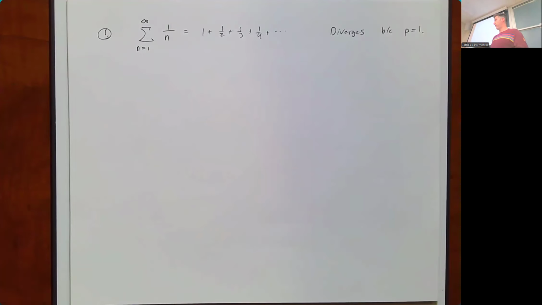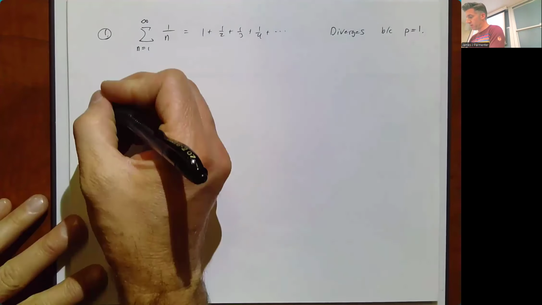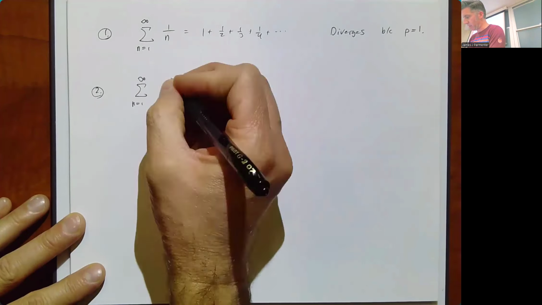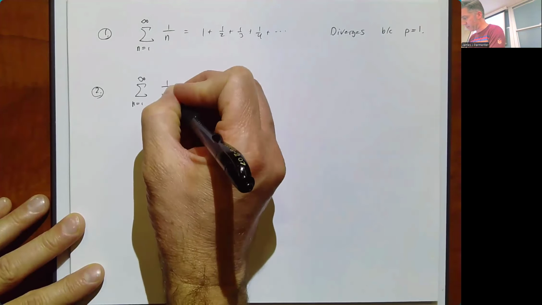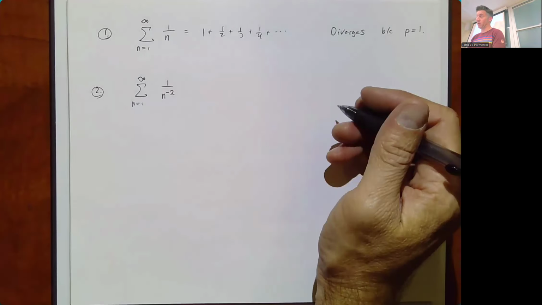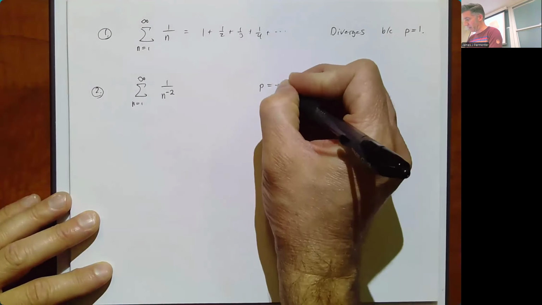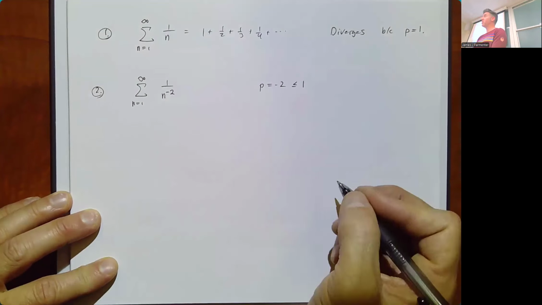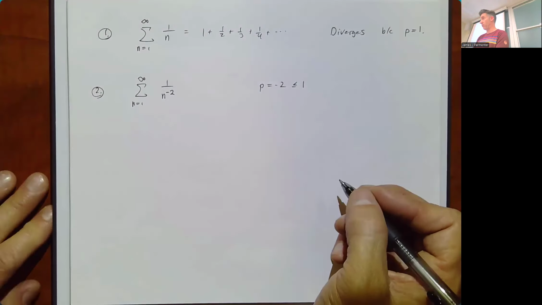Now, I would clarify a little bit here. According to the definition, the thing I'm about to write is technically not a P series. The sum from n equals 1 of 1 over n to the negative 2. I would still call this a P series. I would say that P is equal to negative 2. Negative 2 is still less than or equal to 1. So this series still qualifies as being divergent under a P series.